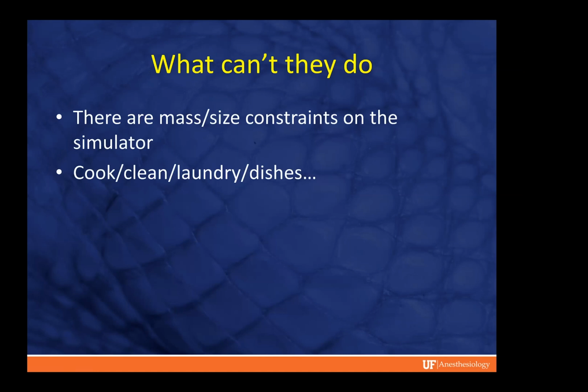There are also some size and mass constraints on these simulators. To date, we have built all of them with the hope that we can put all of the equipment in a big suitcase and it still weighs less than the 50-pound limit that airlines impose before they start charging extra fees. So that all of these can basically go in a big suitcase and we can take them anywhere.